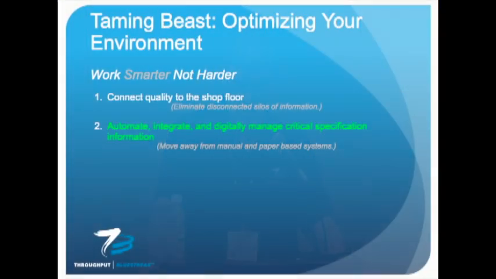Part of the disconnected silos of information are paper-based or manual-based electronic systems like spreadsheets or Word documents or PDF files that are sitting in a network share somewhere that take an enormous amount of time to manage. They're also very easy to overlook or be confused, resulting in the wrong quality documents being attached to an order. Getting your critical specification information digitally managed from a single source will allow you to automatically integrate the correct information on every single order coming in.